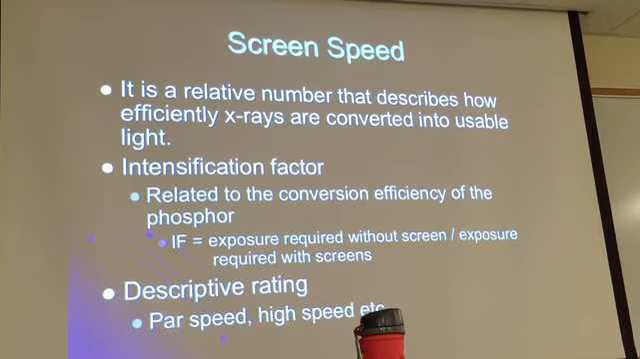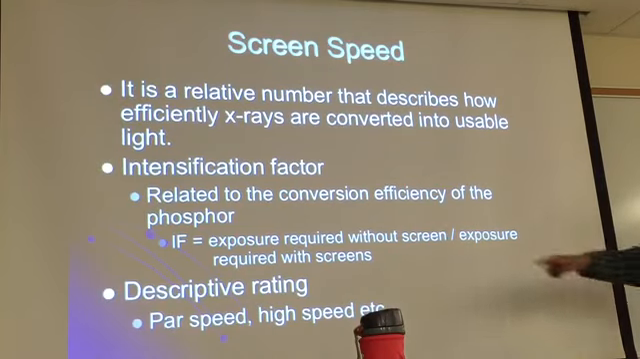That gives you the equation, the intensification factor. Does that really make sense? That explains that section right there. Good. Everybody gets it? Okay, so that's how the intensification is good.